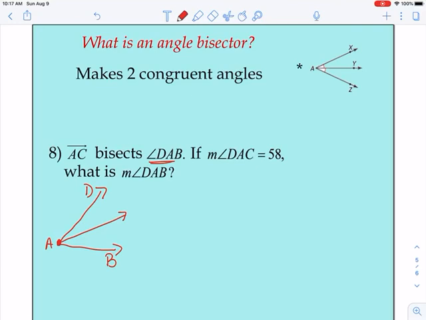So now the measure of angle, and that's C, the measure of angle DAC, this angle right here, is 58. And we want to know the measure of angle DAB. DAB is the entire angle. But again, if this is the bisector and this angle is 58, that means that one is also 58. So if I take those two angles and add them together, that's going to give me a total of 116.